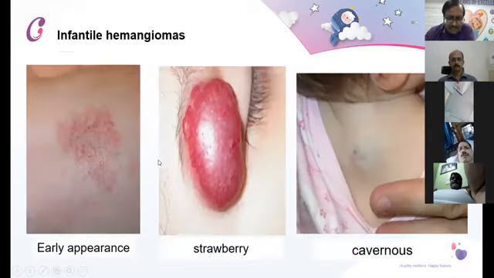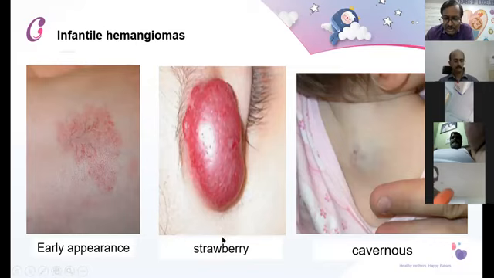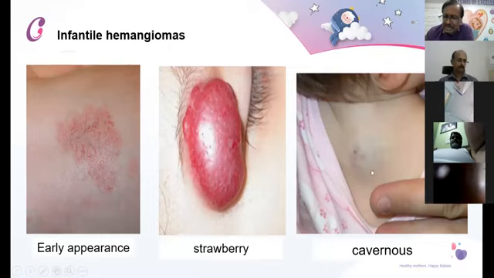Let's see the hemangioma. This we come across. In the initial stage, it may look like this, just an erythema and some telangiectasia. It may be the beginning of the big hemangioma. Then after a few weeks or a few months, it may get bigger. This is the superficial hemangioma. This is called a strawberry hemangioma. If it is deep, it may look like this, just a bluish tinge and some raised lesion here. That is the cavernous hemangioma.